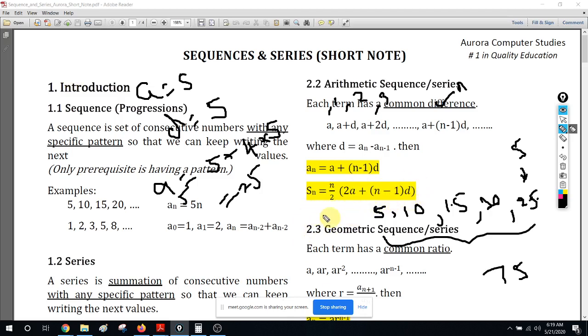Actually, I forgot to mention here, there's a short form of this formula, that is Sn equals n divided by 2 times a plus l. So I will add that also to the short note. I forgot to add that. So that also you can use. If you know the last term, straight away you can use this formula. Otherwise, if you know the a and d and how many terms you want to add, you can use the other formula. So those are the things.